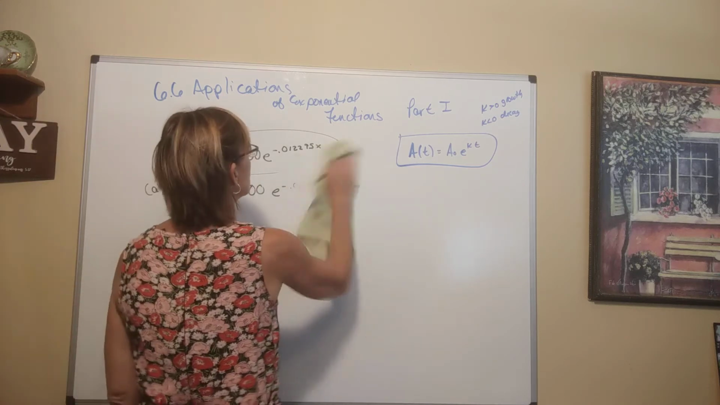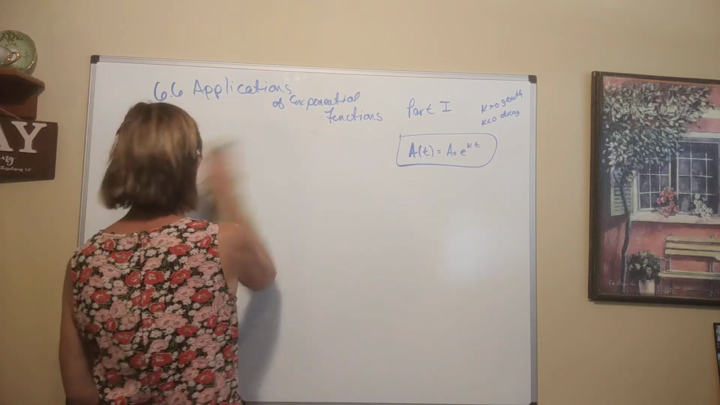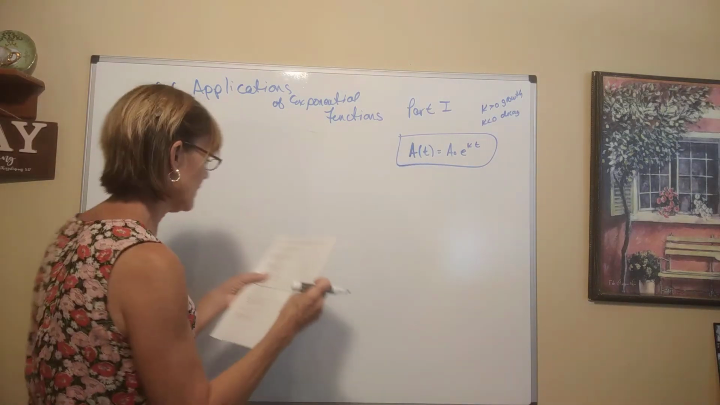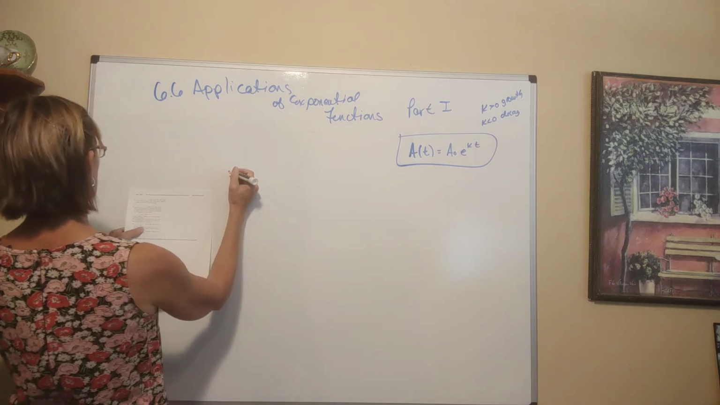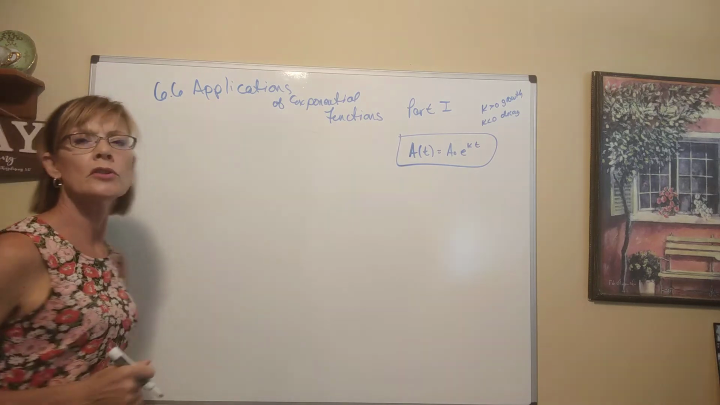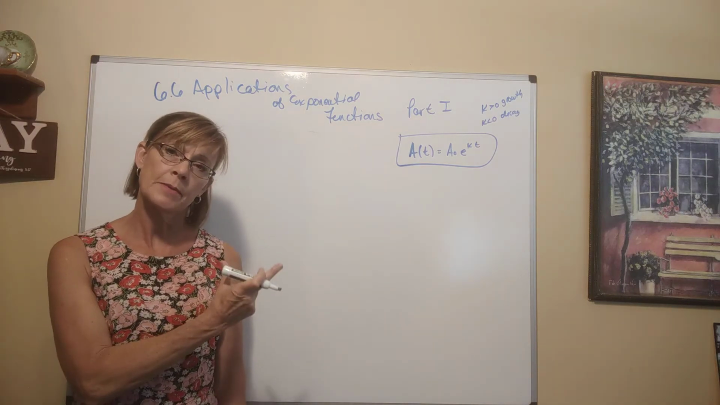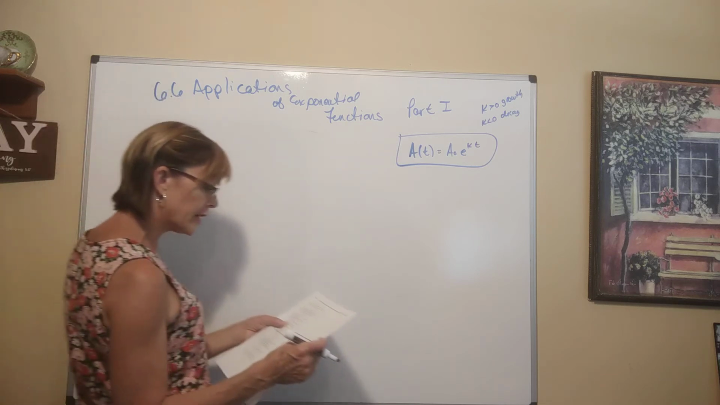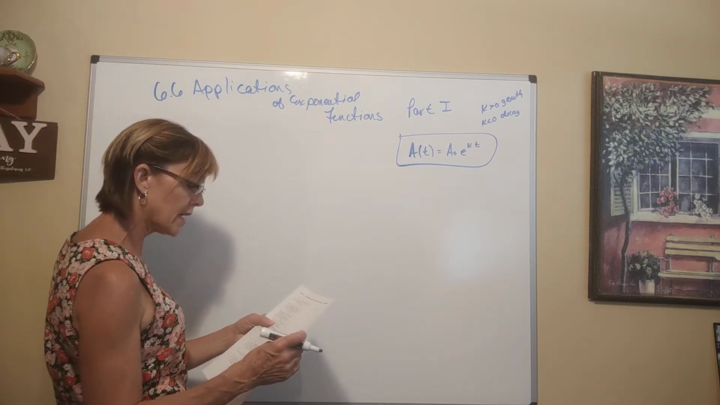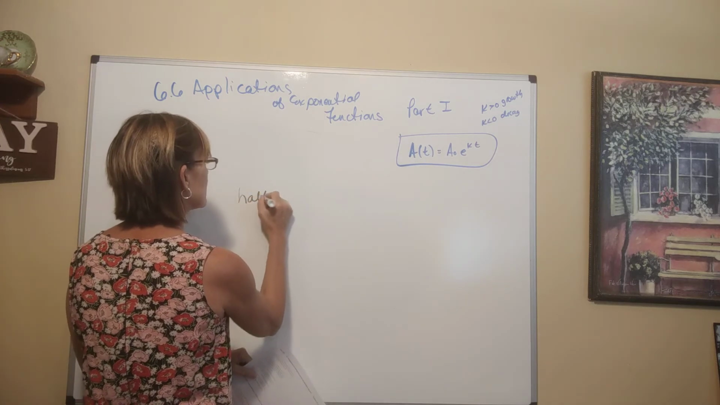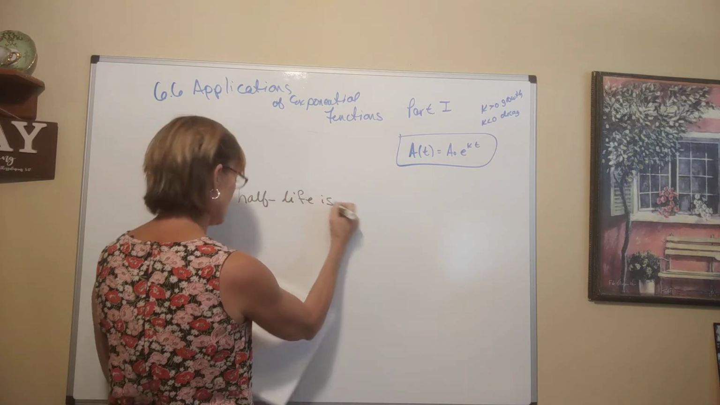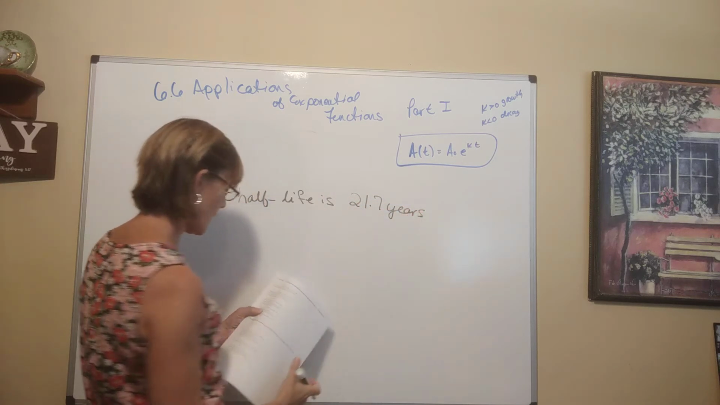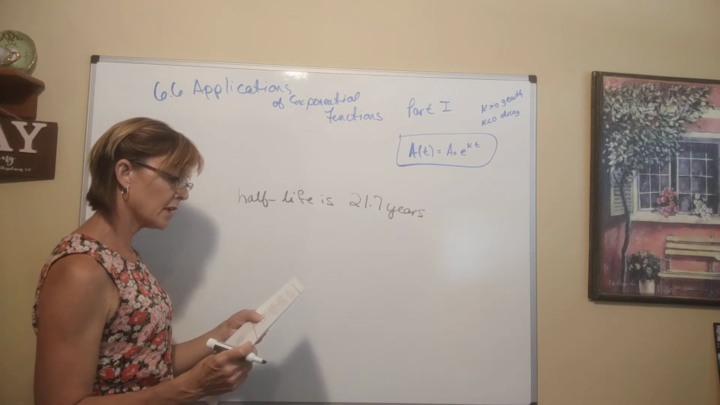So, let's see. Number 5 says, the half-life of radioactive lead-210. When you read this problem, lead-210 is the name of that type of lead. The 210 is not a number we're going to calculate with. So the half-life of radioactive lead-210 is 21.7 years, okay? And then it says find an exponential decay model for this.